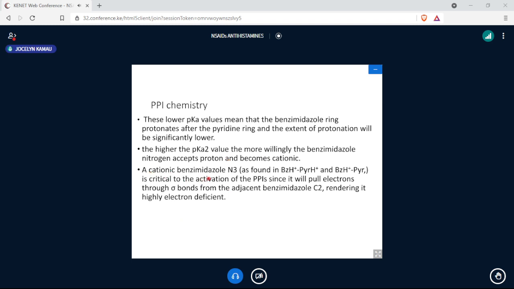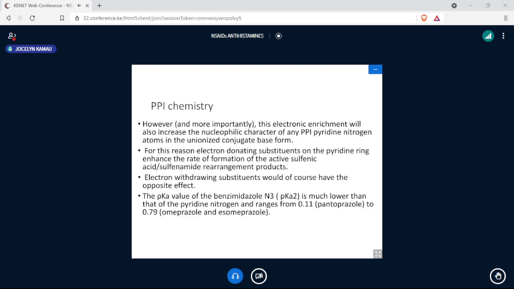A cationic benzimidazole N3 is found, you see, like you have benzimidazole protonated, pyridine protonated, and then it is in equilibrium with benzimidazole protonated, pyridine non-protonated. A cationic benzimidazole N3, found when both are protonated, is critical to the activation of the PPI, since it will pull electrons through sigma bonds from the adjacent benzimidazole carbon 2, rendering it highly electron deficient. All we are saying is what I had already mentioned.